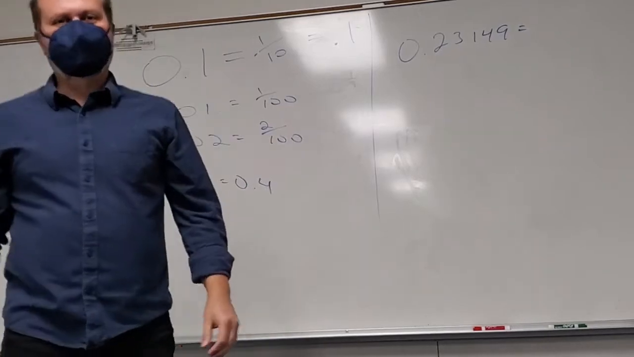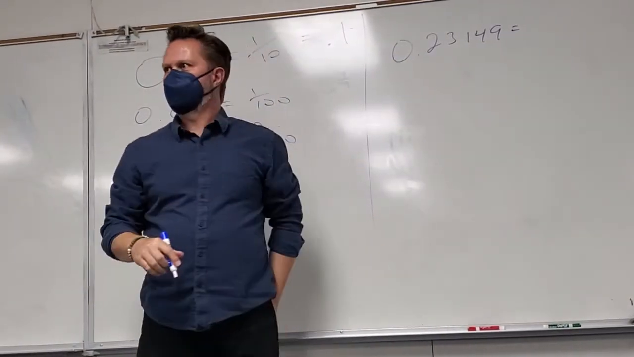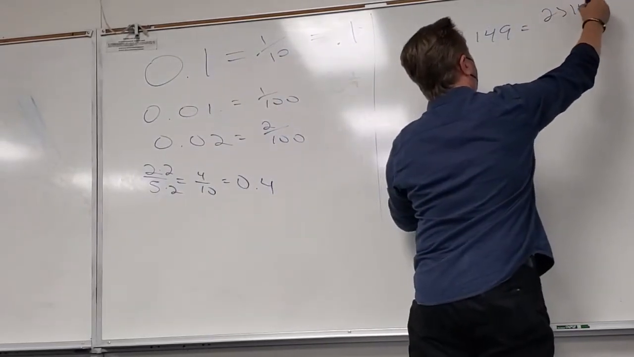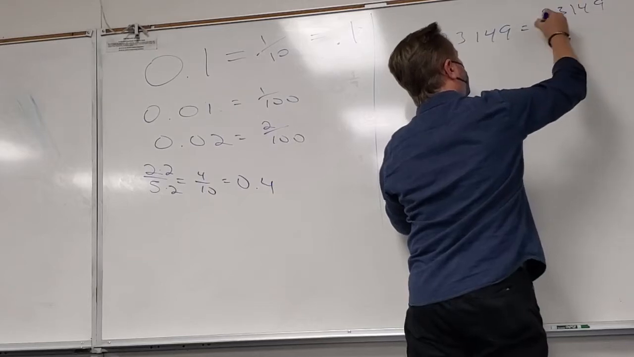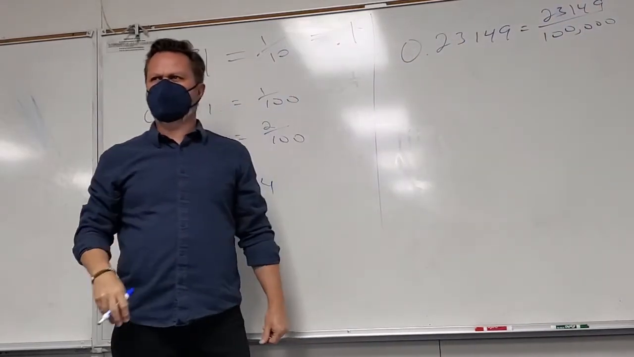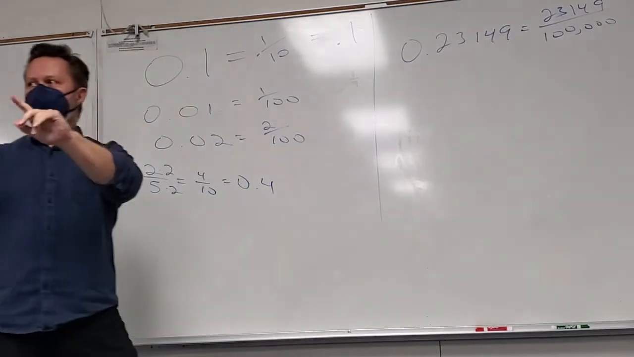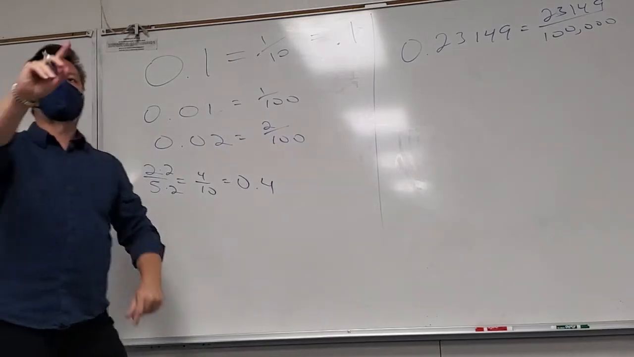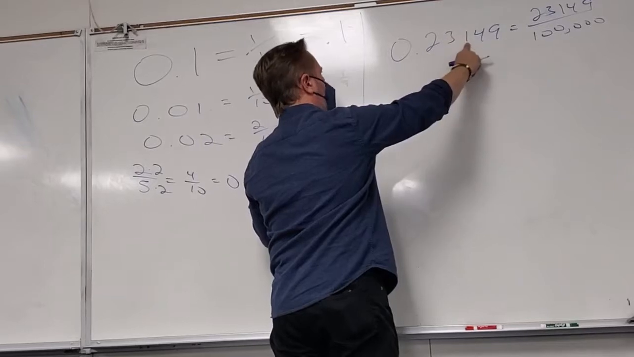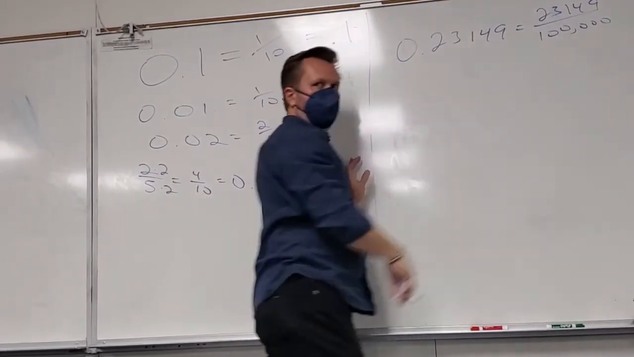All right. Who thinks they have the answer? 23,149 over 100,000. So we got one suggestion for 100,000. Has anybody else got that same thing or something different? Here's a really cool shortcut. No, here's the long cut. Tenths, hundredths, thousandths, 10,000ths, 100,000ths. Okay, so now I know.